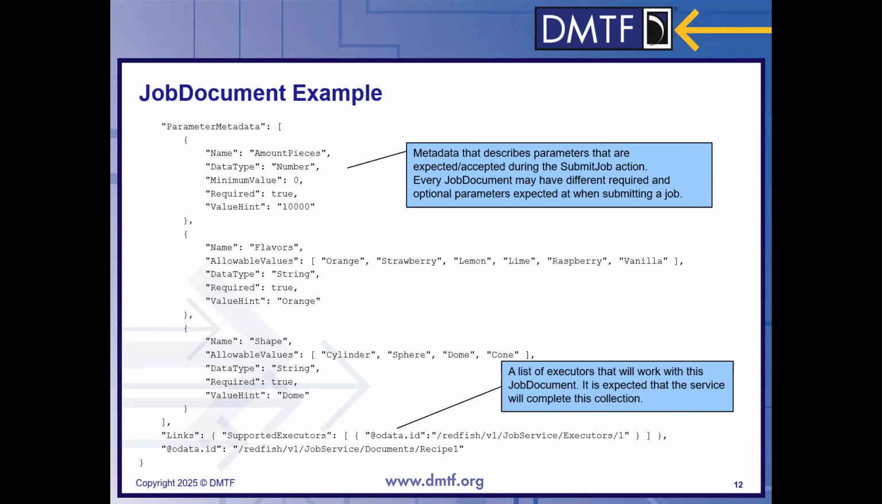And then we also link to the supported executors. When you need to start distributing the work, you might want to specify which executor you would prefer this to be carried out by. This tells you what you're allowed to specify in that request.